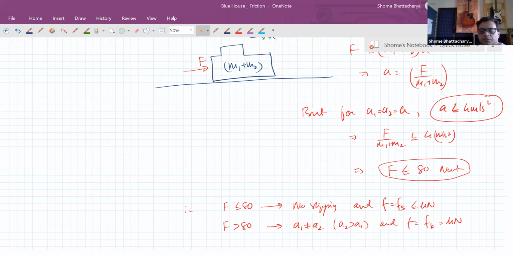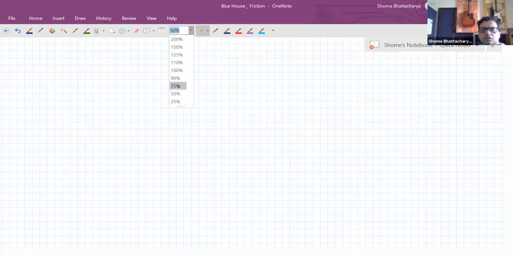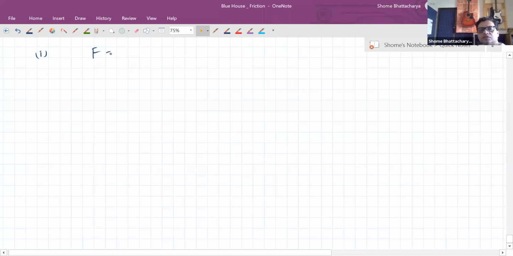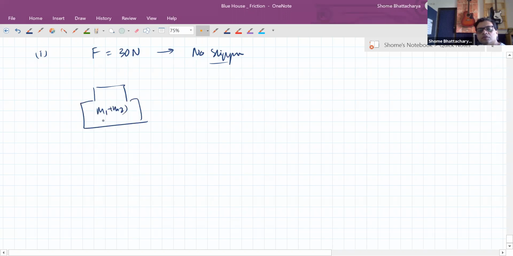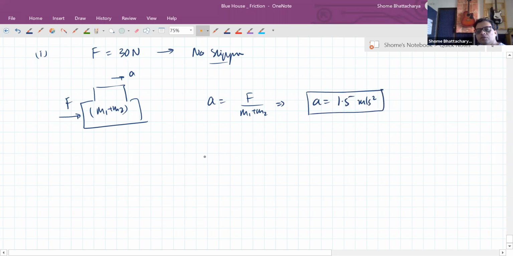80 से ज़्यादा force हुआ, it will create slipping. So now you can see that the first two cases, there is not going to be slipping. First case, F is 30 newtons. So there will be no slipping. So make a combined free body diagram first of all. And from that you will get the acceleration as F upon (m1 plus m2). So that will give you the acceleration. And then make the individual FBD of m1. So know how much static friction is acting on it. So 7.5 newtons of static friction will be acting on it.